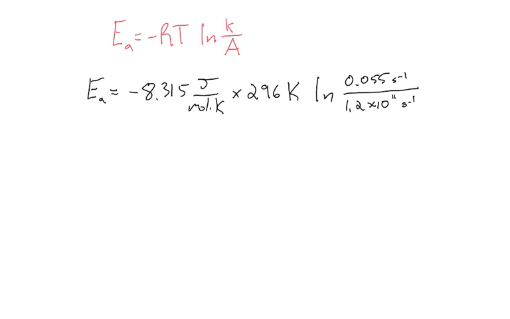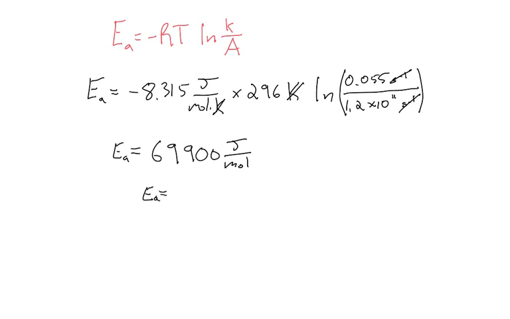And when I check my units here, the seconds to the minus 1s cancel, so there's no units inside the natural logarithm. And then I have joules per mole Kelvin times Kelvin, so the Kelvins will cancel. So I know my units will come out to be joules per mole. And so my activation energy to three significant figures comes out to be 69,900 joules per mole. And the problem didn't ask us to do this, but very often we report activation energies in kilojoules per mole. So to convert that to kilojoules per mole, the activation energy is 69.9 kilojoules per mole.